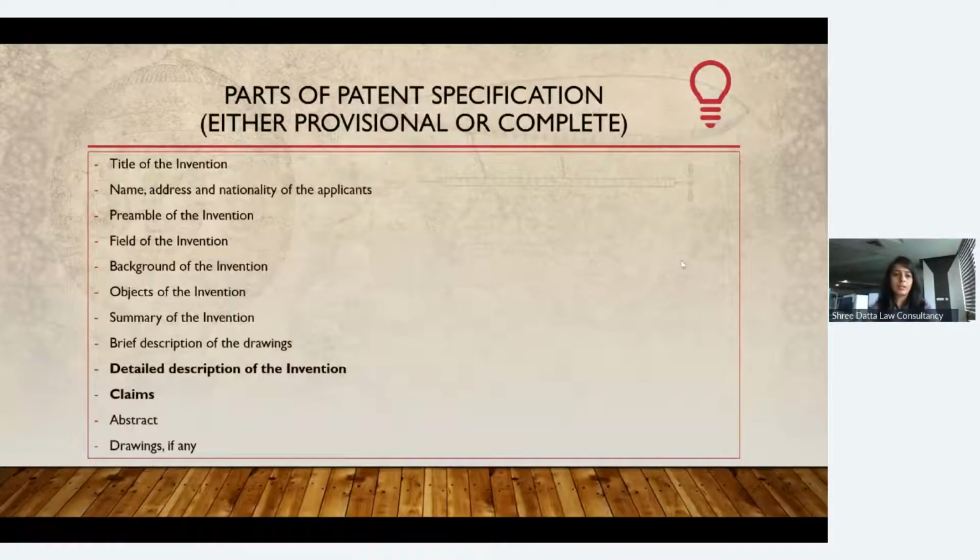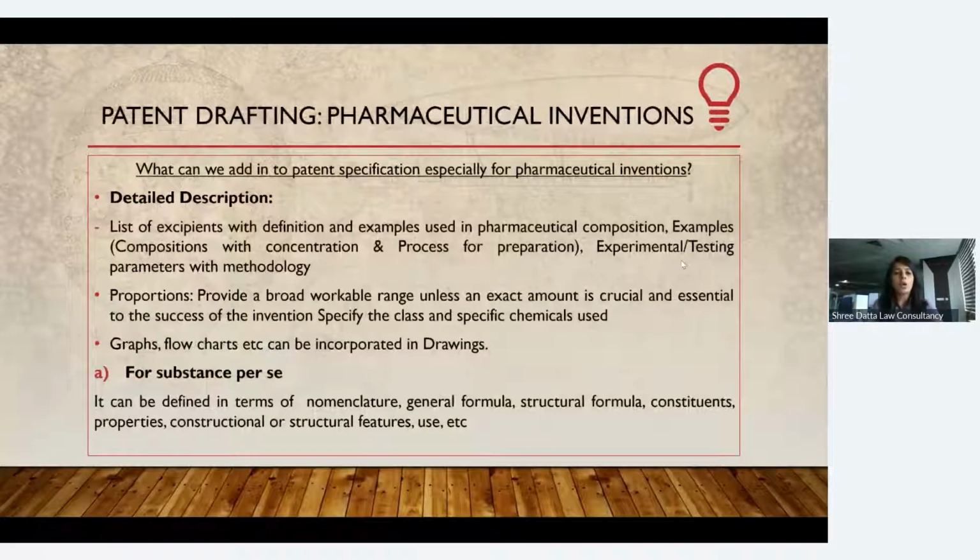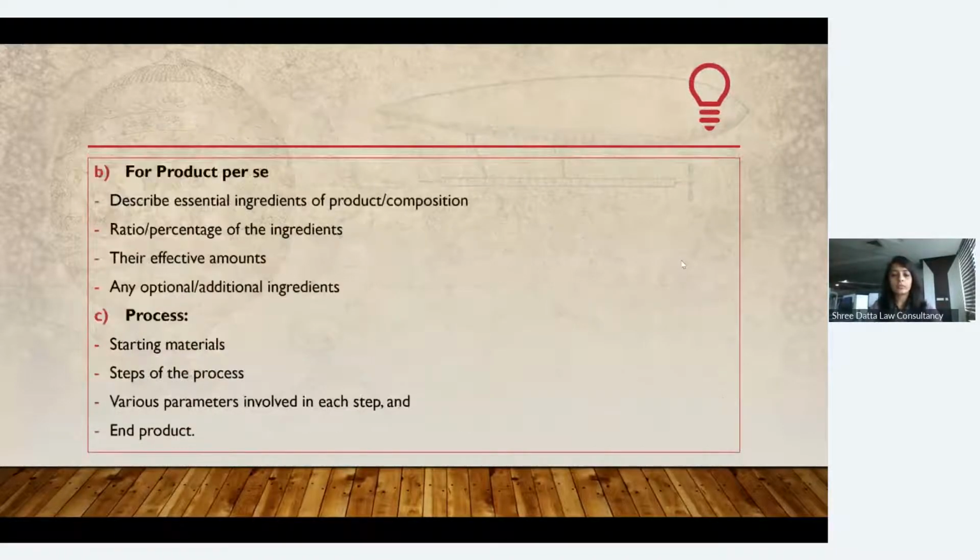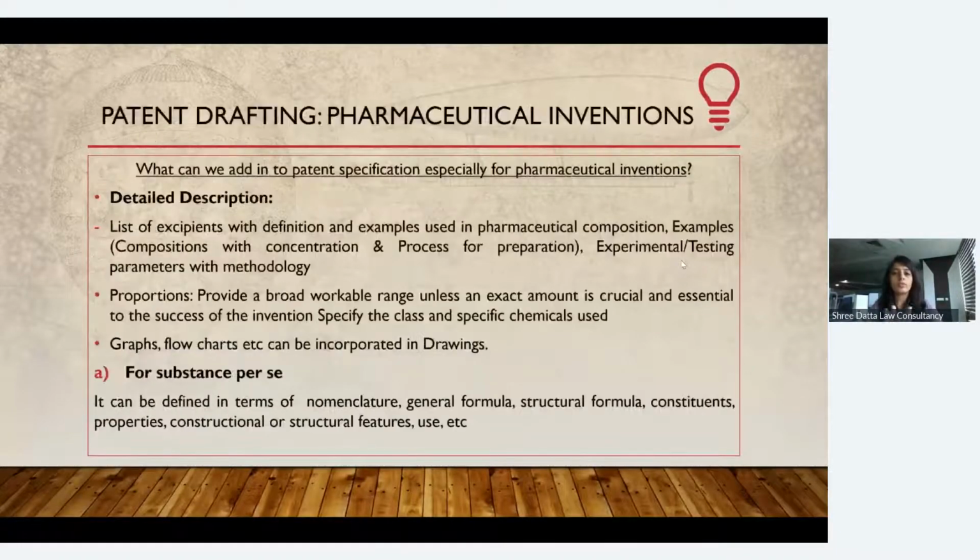So now, what are the parts? As this is just a revision for you all: the title, name, address, and nationality of applicant, then the preamble. All these things are covered in the format of Form 2. And then the field of invention, background of invention, object of invention, summary, description, detailed description, claims, abstract, and drawings, if any.